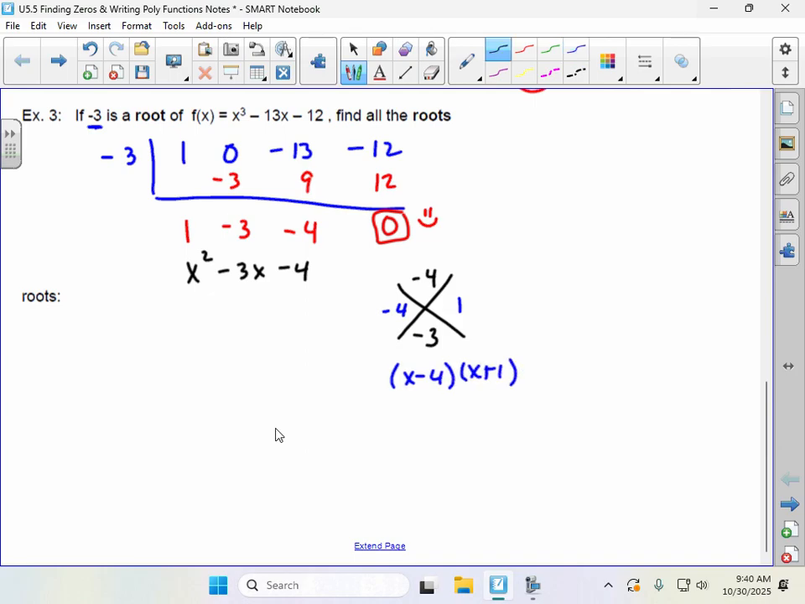All right, and so they want the roots or the zeros. From x minus 4, we're going to get positive 4. From x plus 1, we're going to get negative 1. And then the original one that they gave us, negative 3, needs to be listed also. All right, so there's our 3 roots to this problem.